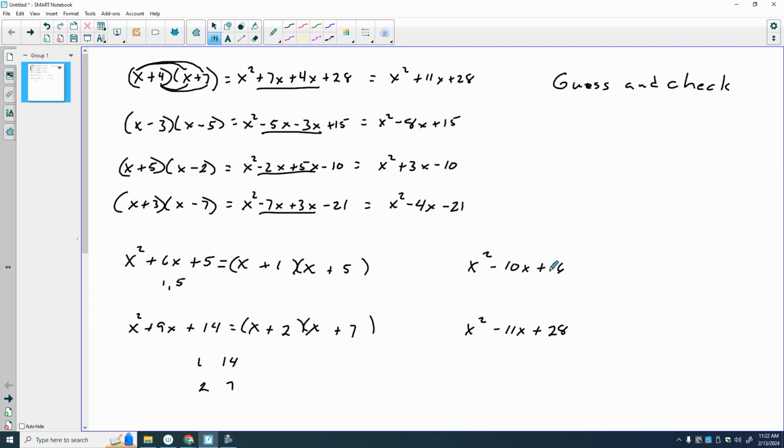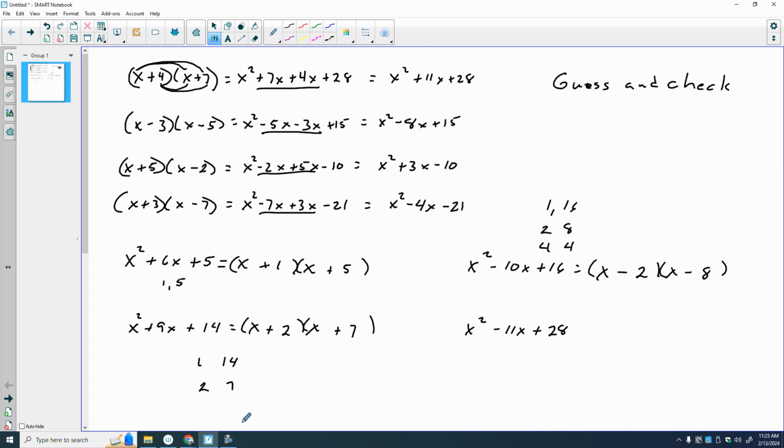Hit pause, give this one a try. How do we get x squared? X and x. Factors of 16, 1 and 16, 2 and 8, 4 and 4. This is positive, so these need to add up to 10. Which ones add up to 10? 2 and 8. But I want a negative 10 now. So now they both have to be negative, just like we did here.